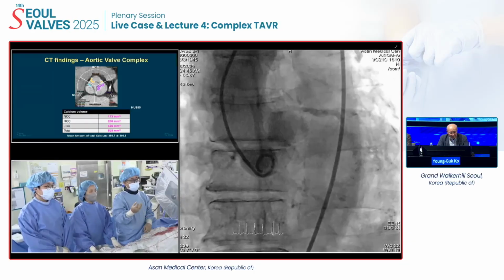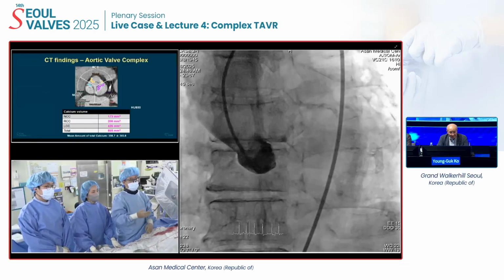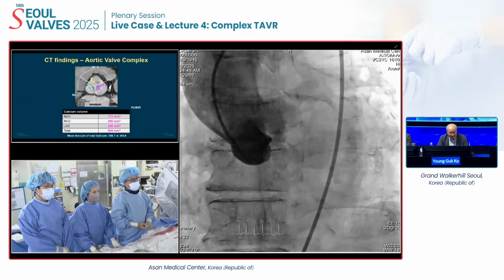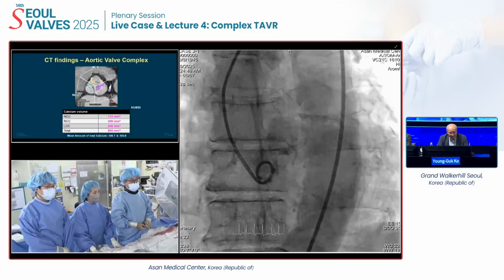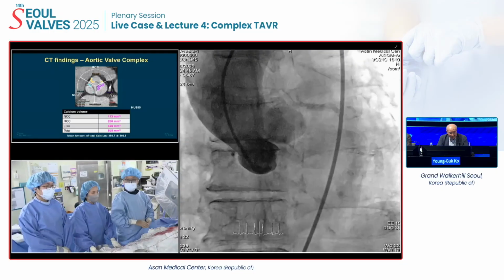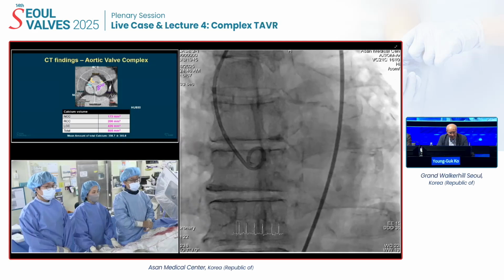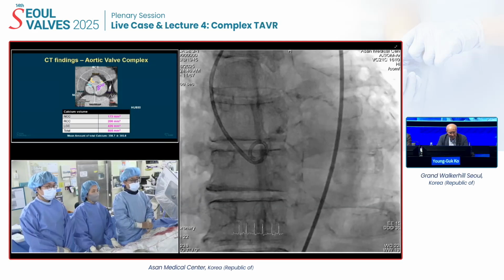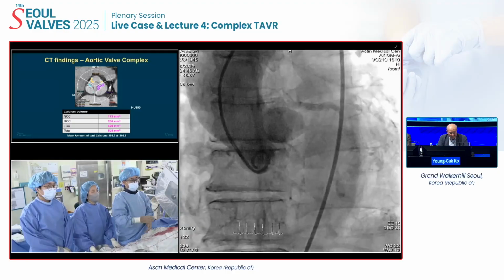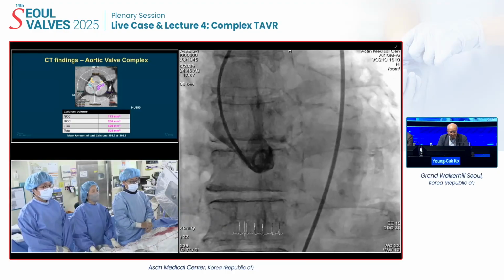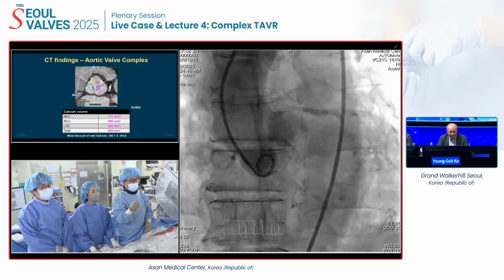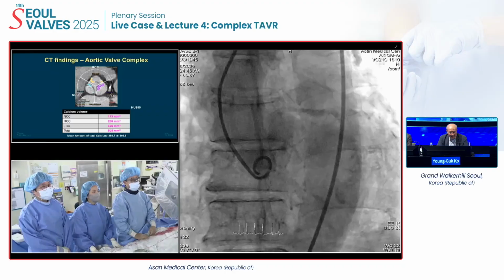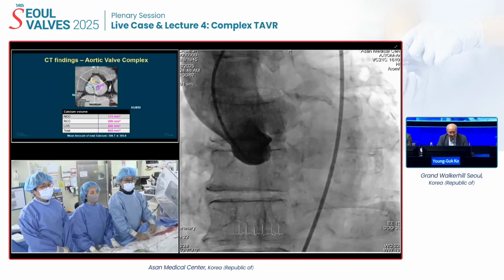Although Navitor has radial force similar to the Evolut system, very aggressive predilation is required. I think we can treat with the Evolut system well and also the Sapien system well, and the two options are quite similar for this patient. Some centers much prefer the Evolut system considering root injury, and some centers much prefer the Sapien valve considering non-uniform expansion and poor expansion. There are pros and cons for each specific type of TAVR.